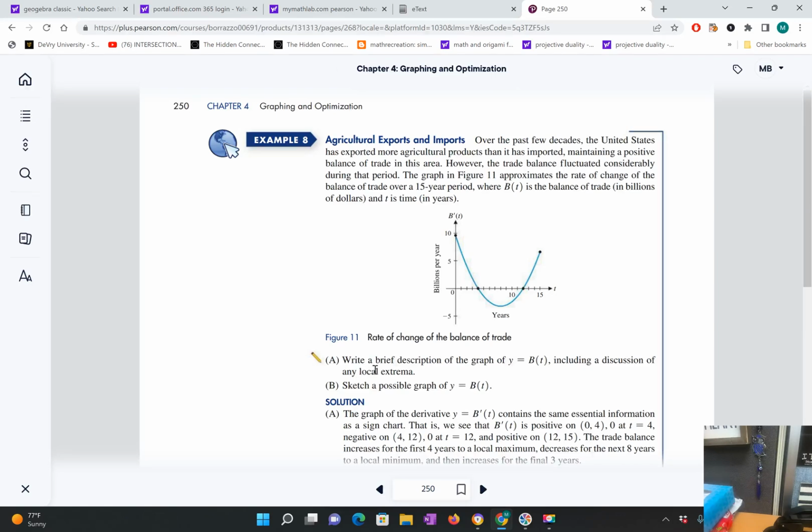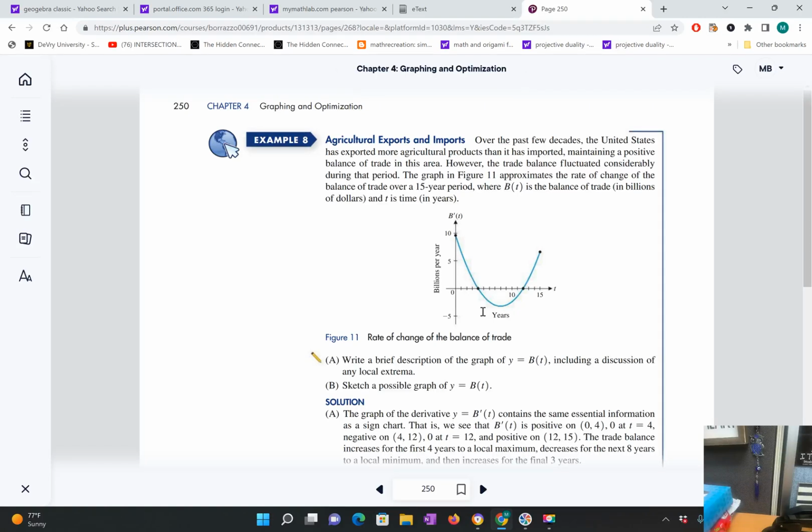So they're asking us to write a brief description of the graph of Y, including the discussion of the local extreme. If you look carefully, you can see that in this case the graph of the derivative contains the same essential information as the chart. We see that B of T is positive on 0 to 4. At T is 4, you see a negative trend from 4 to 12, and at T is 12, there's a positive trend on 12 to 15.